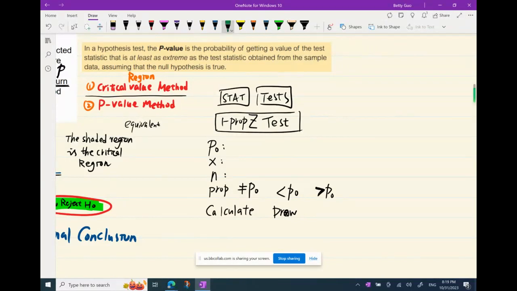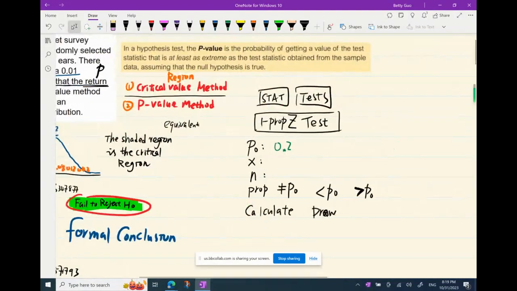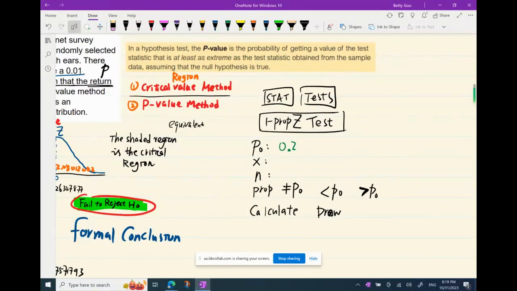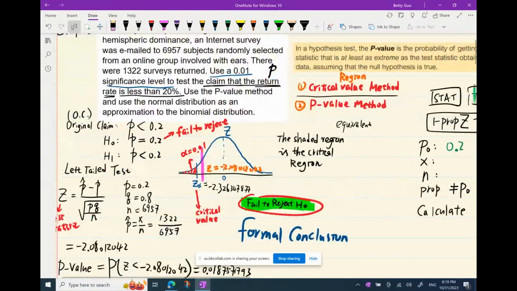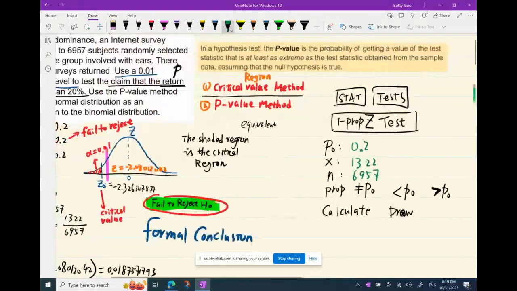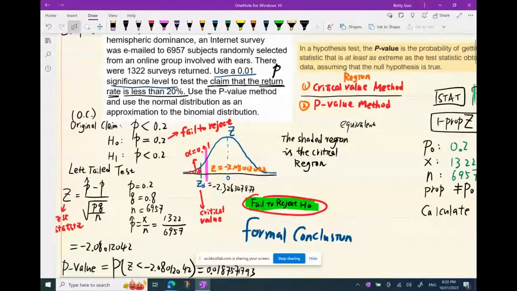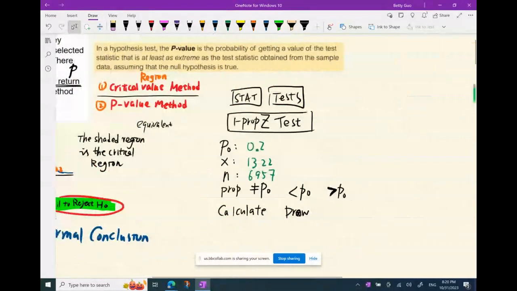Our P sub 0 is 0.2, right? The proportion we had in the original claim, 0.2. What is our x? 1322, the number of successes. This many people responded to the survey. n is the sample size, 6957. Be very careful entering those numbers. 6,957.